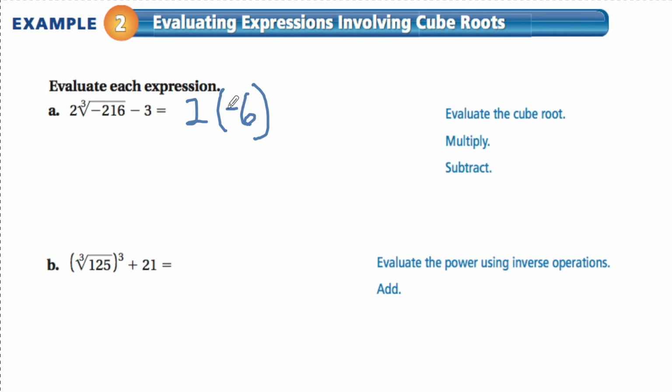So we simplify the cube root in the equation. That gives us 2 times negative 6 minus 3. Well, we know with order of operations we have to do the multiplication first. 2 times negative 6 is going to give us negative 12 minus 3. And then negative 12 minus 3 equals negative 15.